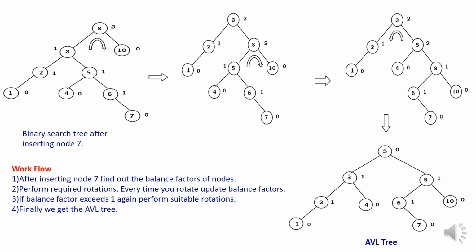Now, node 8 and node 3 have balance factors 2. They are imbalanced. Now rotate 8 to its right. You get the next binary search tree. Now rotate 3 to its left. You get the final binary search tree. After rotation, evaluate the balance factors of all nodes. The balance factor of any node is not exceeding 1, so it forms an AVL tree.